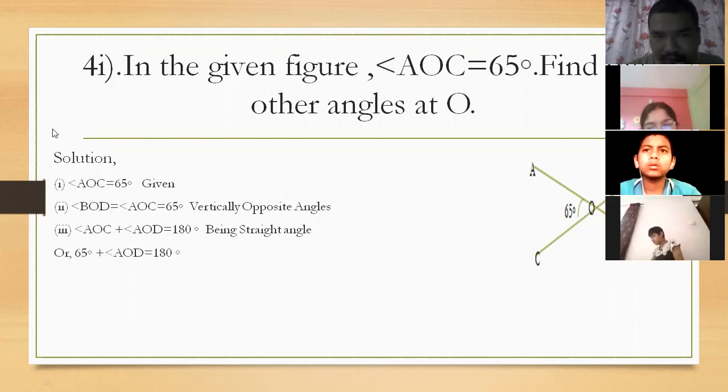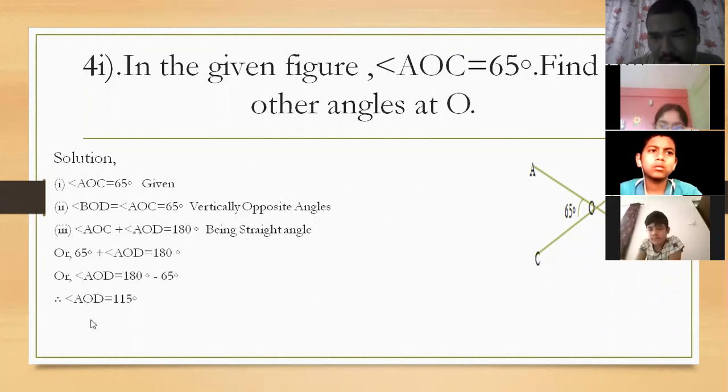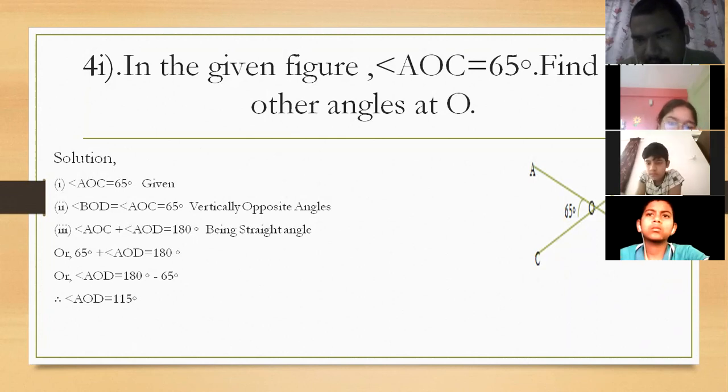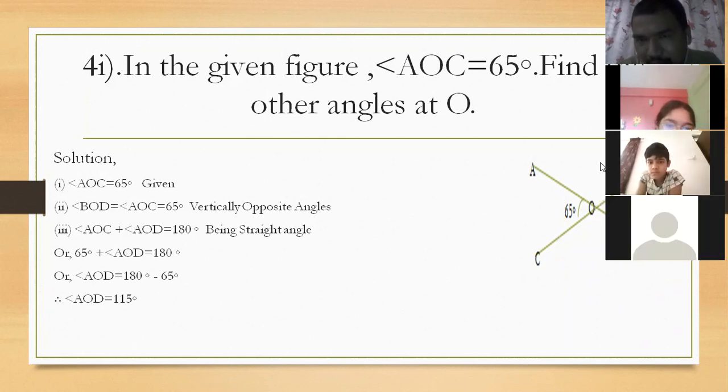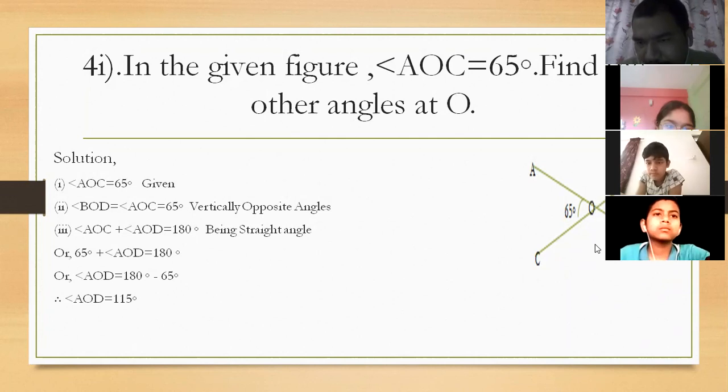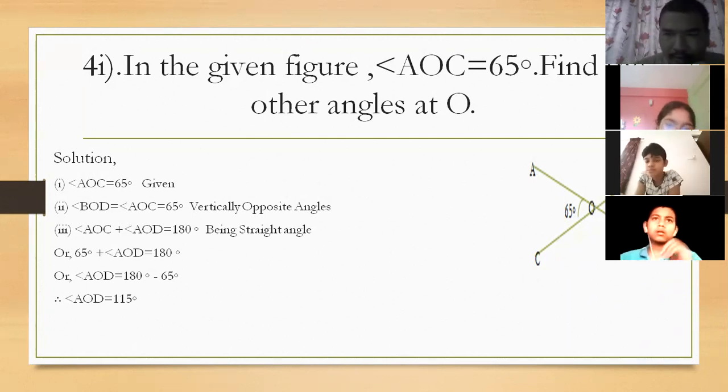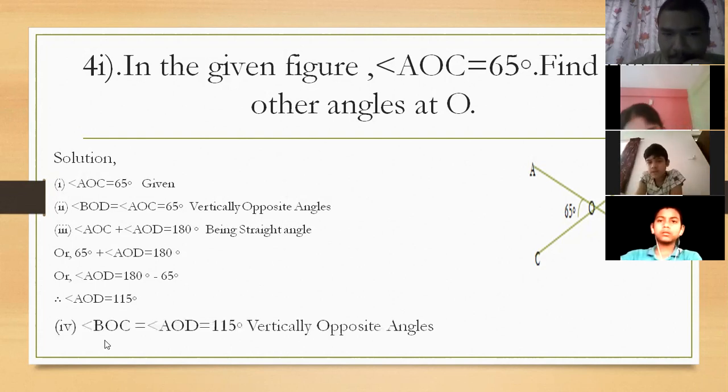Now look here. When we put the value of AOC, 65 degrees, 65 degrees will go this side with minus, subtract, okay? Then you will get AOD. If you know AOD, COB will be automatically the same because they are also vertically opposite angles. Are they vertically opposite angles or not? Yes, sir. That's why BOC and AOD are equal.